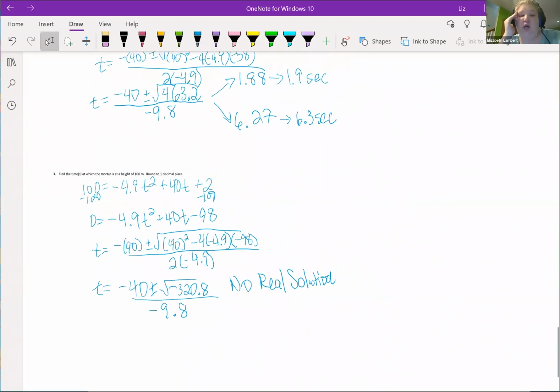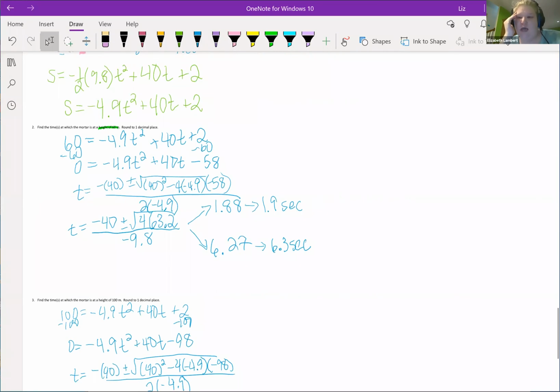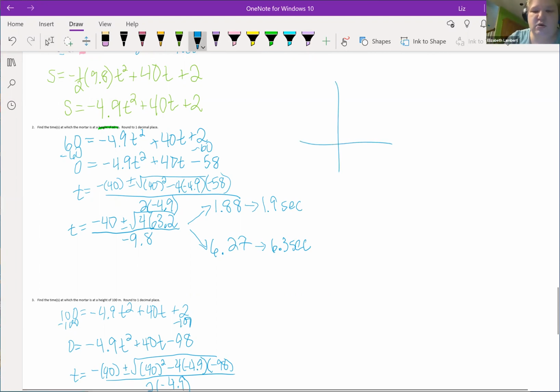And if you actually took a look at the graph of the function, and if you graphed y equals 100, you're going to see it's above the peak of the graph. So it would look like, whoop, and then 100 would be somewhere above it where they don't touch it at all. Whereas 60 is somewhere in there.